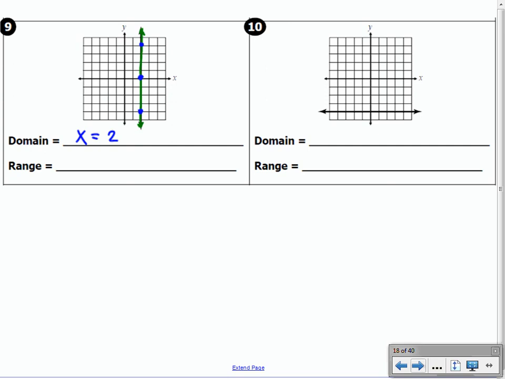for this function, well, it's not even a function because it fails the vertical line test. The domain of this relation is 2. Every single point on this vertical line has the same x value of 2. Now the range, since it's going from negative to positive infinity straight up and down, the range is all real numbers. For a horizontal line, we're going to have the opposite. Okay, because it's stretching from negative to positive infinity in the x direction, so the domain is all real numbers. But this time, every single point on the line has the same y value, making the range just negative 4.